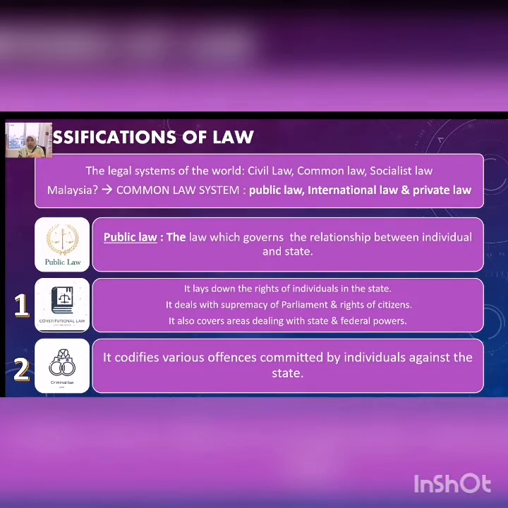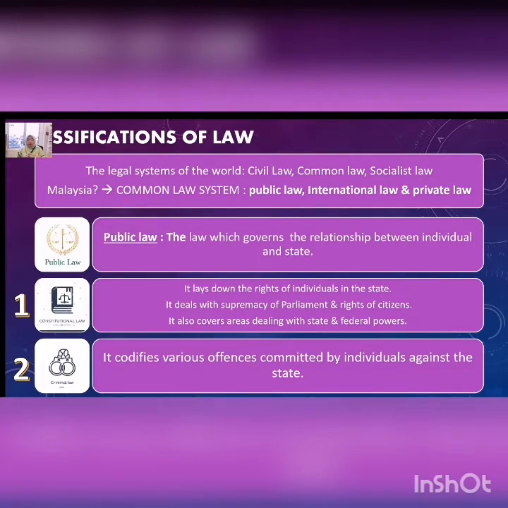Okay, for the criminal law, it codifies various offences committed by individual against the state. So, why is it made individual against the state? For example, Ali kills Abu, or Ali rapes Alia. If Ali rapes Alia, why can Alia not bring the case to the court? It is the government itself that will represent Alia in the case. So the case name will be Public Prosecutor, the representative of the government, against Ali.